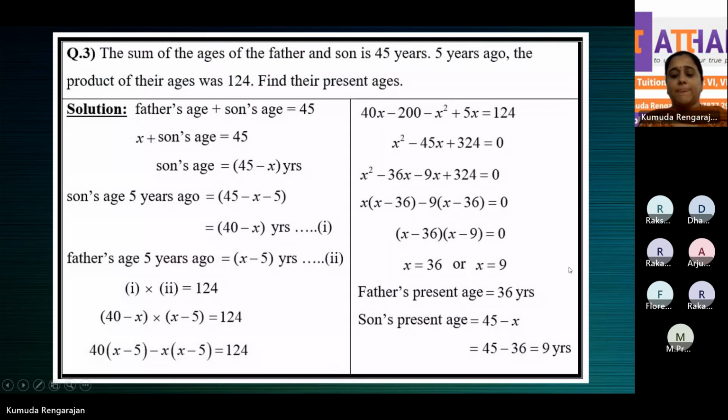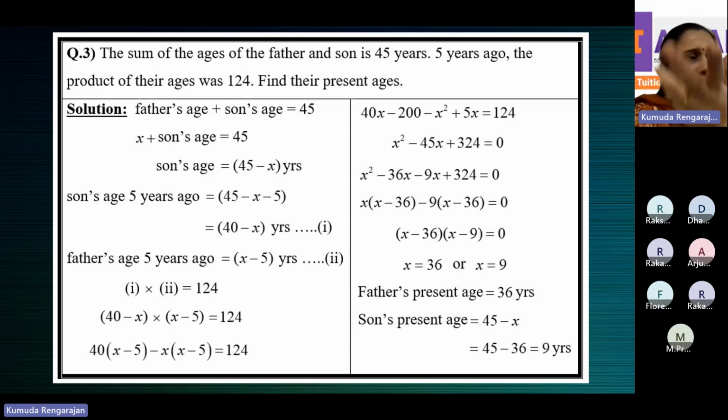Got this? See, here I've taken the father's age as x. Anything can be x, children.